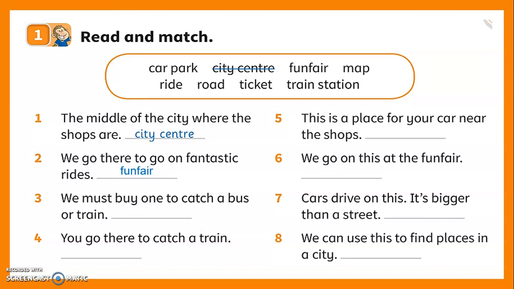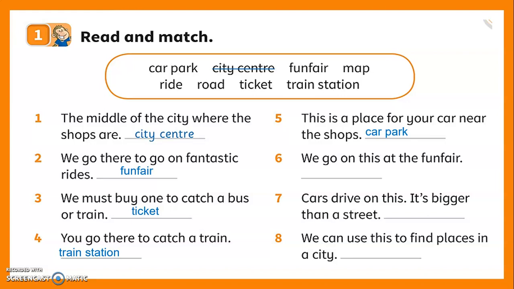That's right. And what about number three? Yes, we must buy one to catch a bus or train, ticket, no? So remember, when you want to go to any place, you need first to buy a ticket, no? Yes. And what about four? That's right, you go there to catch a train. The train station, okay? All right, number five? That's right, this is a place for your car near the shops. Car park, no? Yes.